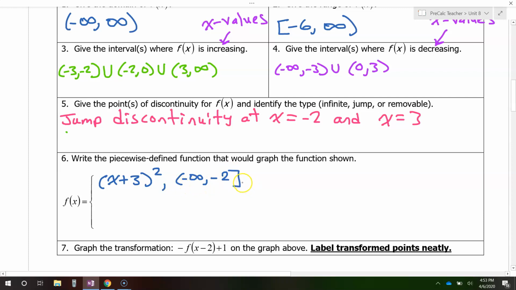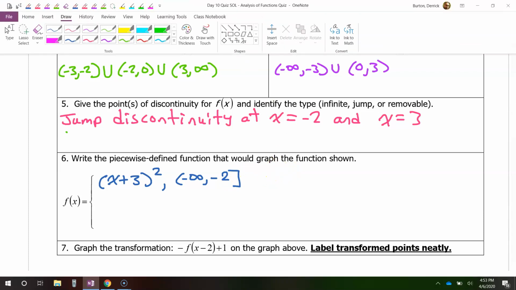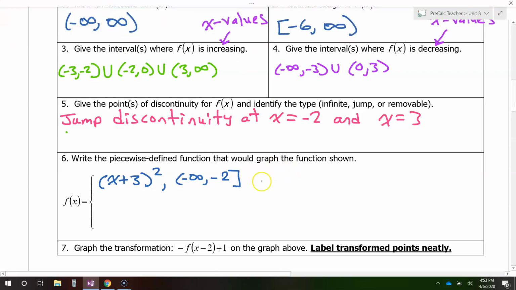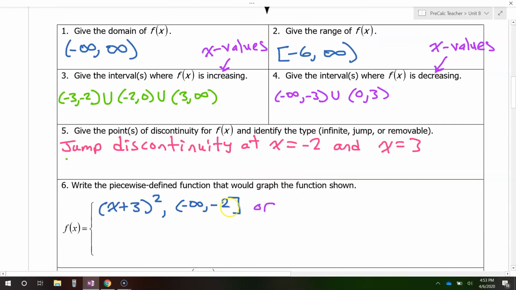So this is what we call interval notation. There's another option that we have. You could use inequalities for the domain. So you're going to choose one or the other. I usually use interval notation, but sometimes instead of -infinity to -2, you'll see this.